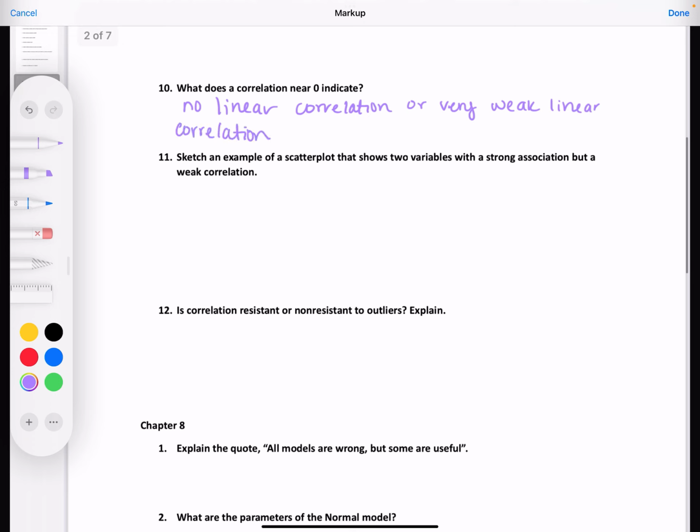Between two variables. All right, sketch an example of a scatter plot that shows two variables with a strong association but weak correlation.